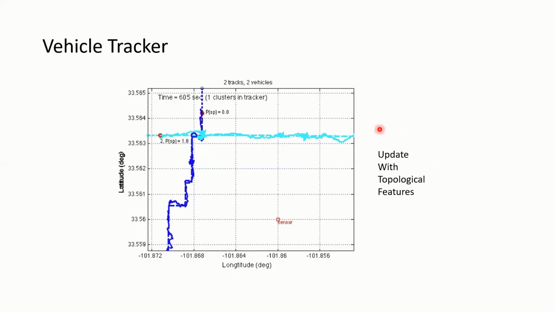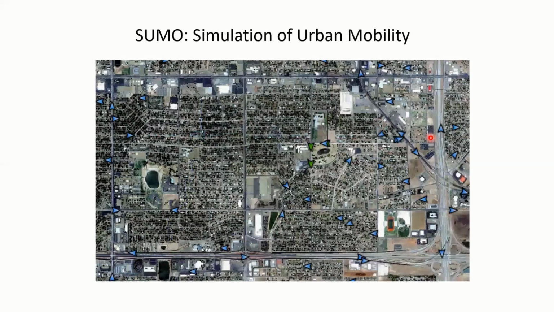Okay, so let me explain how these two pictures are generated, or at least what the topological feature is that is being added to improve the behavior of the tracker. The data in question comes from SUMO, a simulation of urban mobility. Essentially, it simulates vehicles of different behaviors driving around an urban environment.